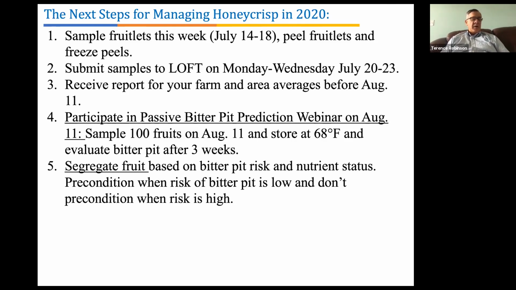So if you were on the fence about whether to participate, jump in. Sample every Honeycrisp block on your farm. It's only $15 a sample. That's a cheap bargain for the kind of information that you'll get, and we'll guarantee that the information gets back to you in time for you, along with your storage operator and marketer, to make decisions on that block.